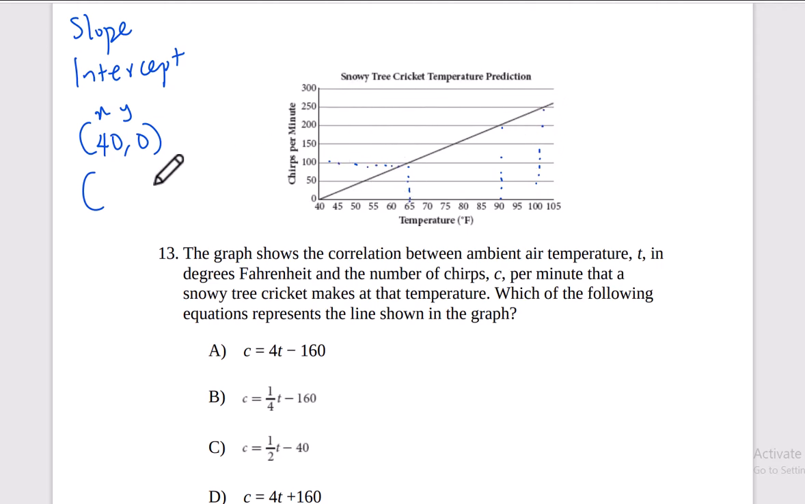So let me choose. I want to choose points that are far from each other. So I want to choose this first one and then the last one. It's good to choose points that are far from each other. So x is 100 when y is 250. X is 100, right? Y is 250.